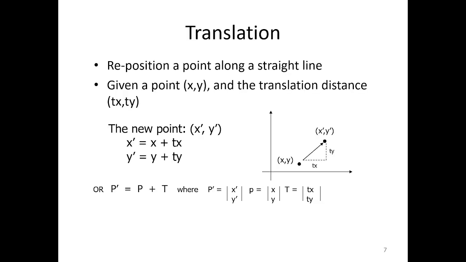First one, the translation. That means we reposition a point along a straight line. Based on this translation we can change the position of the object, which may be a line, a curve, an ellipse, or simply an object. Next, given a point x comma y and the translation distances tx comma ty, we take the coordinate values for x and y and define the distance of the translation.